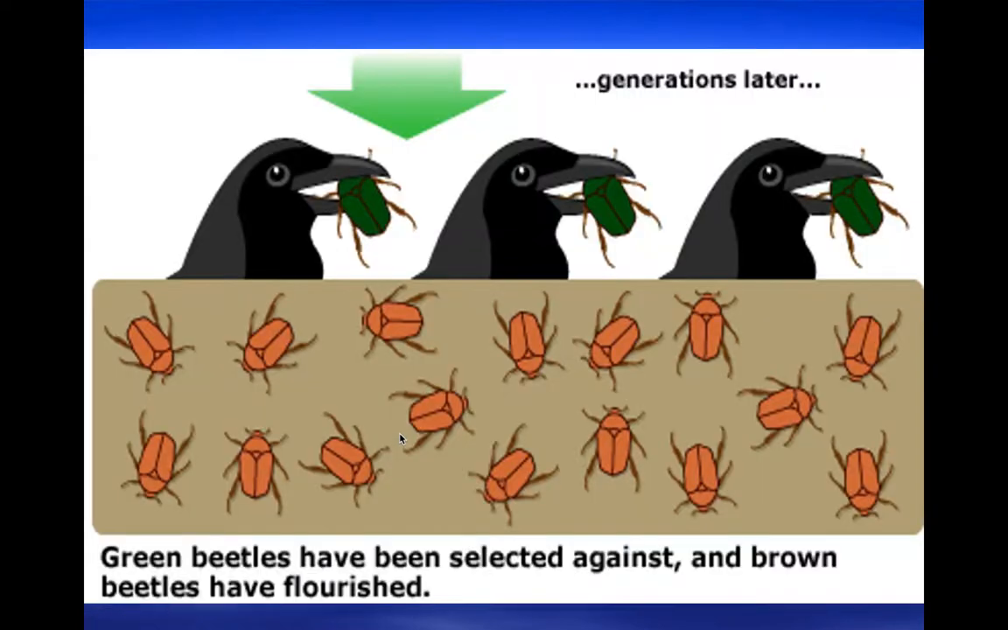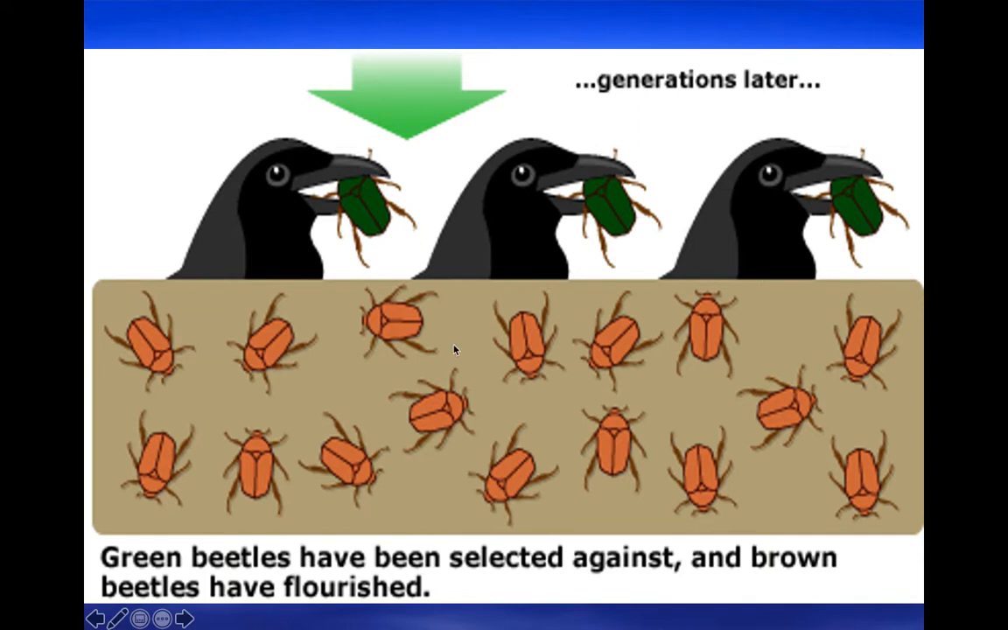By the last generation, there are no green beetles left, only orange beetles. So the green beetles have been selected against. That means that the environment basically played a role in deciding who was surviving.